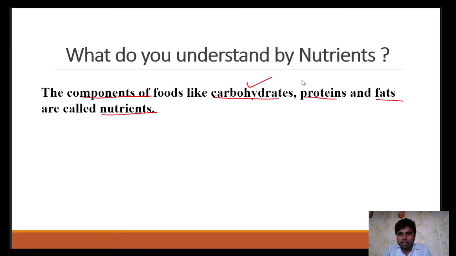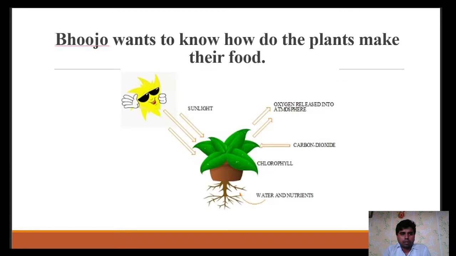But see, how do plants make their own food? There is one student, a girl, who wants to know how plants make their food. So you can see in this image, students. I am giving you 1 minute to observe this image.